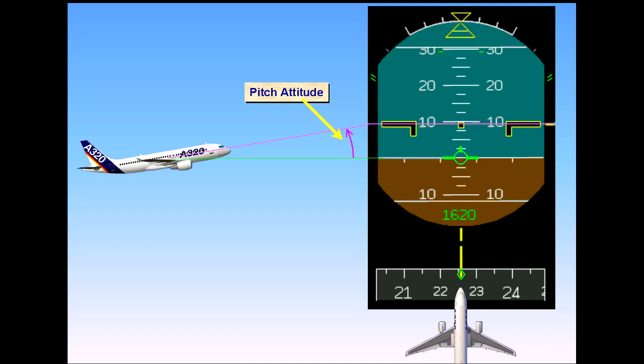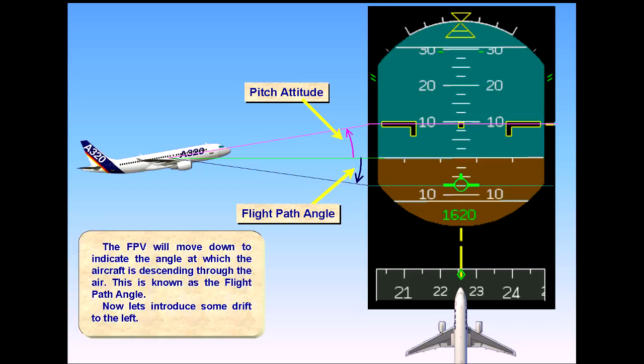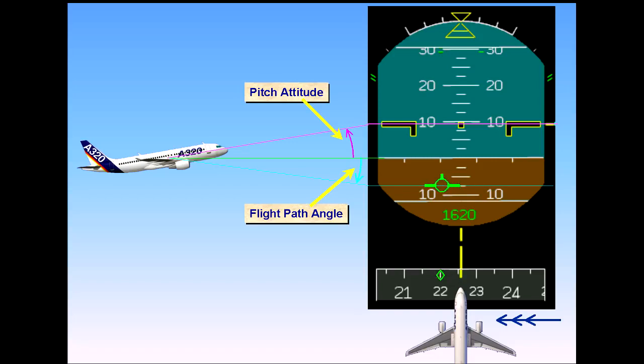The flight path vector will move down to indicate the angle at which the aircraft is descending through the air. This is known as the flight path angle. Now let's introduce some drift to the left. As a result of wind from the right, the aircraft is drifting to the left.